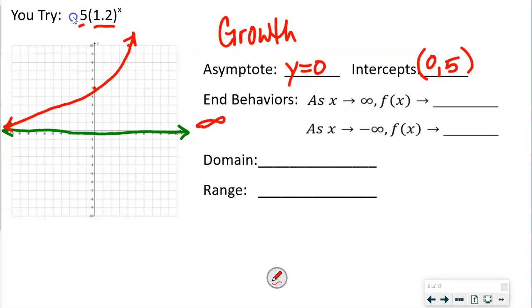So here we go again. As we go towards infinity here, where's our graph going? Towards infinity up there. And as we head towards negative infinity over here, where's our graph headed? Towards 0. Remember I said domain is all real numbers, and the range is going to be y is greater than 0. So if you guys miss asymptote, domain, and range for these questions, that means you did not take the notes.